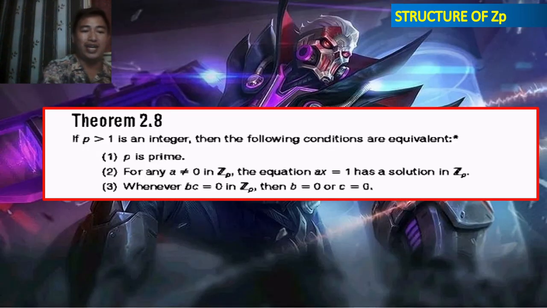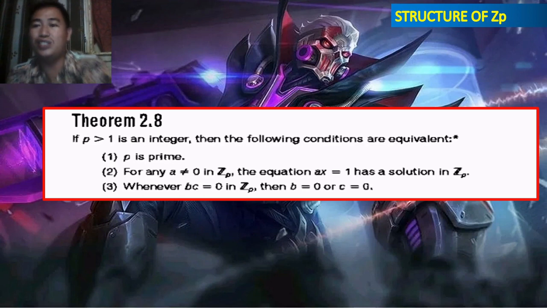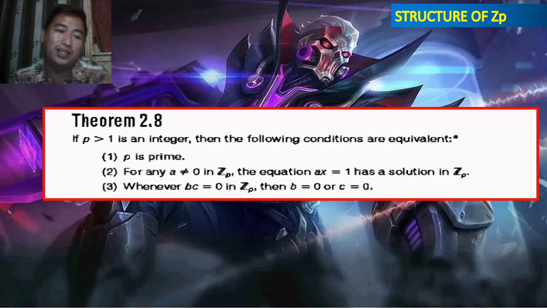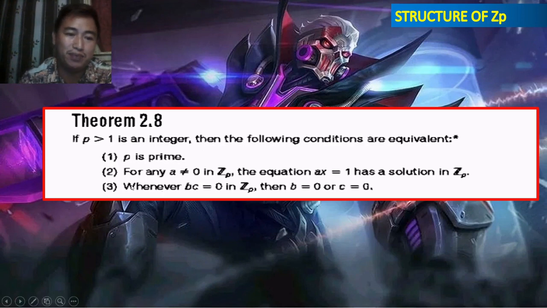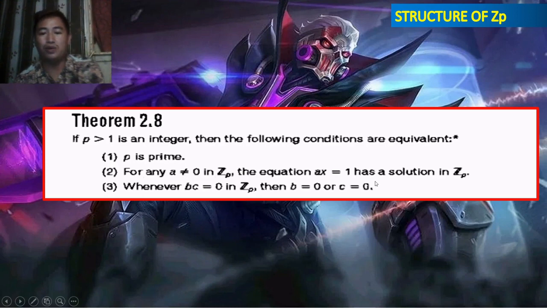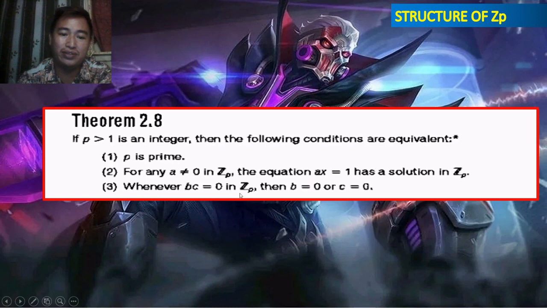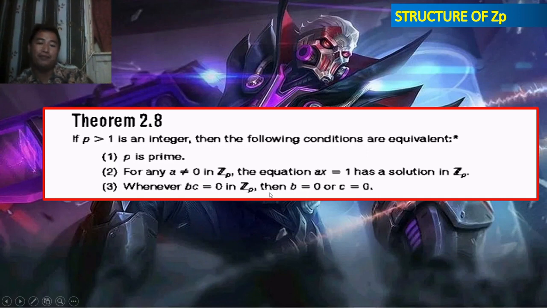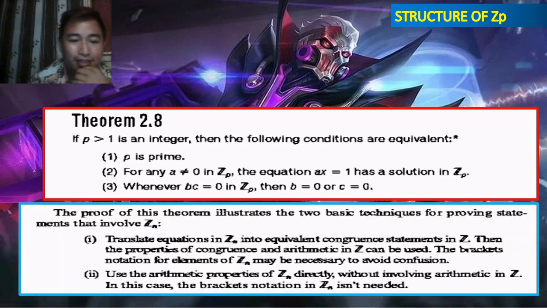So, Theorem 2.8. This is the structure of Zp when n is prime. Theorem 2.8: if p is greater than 1 is an integer, then the following conditions are equivalent. Number 1, p is prime. Number 2, for any a not equal to 0 in Zp, the equation ax equals 1 has a solution in Zp. Number 3, whenever bc is equal to 0 in Zp, then b equals 0 or c equals 0. This was proven earlier already.